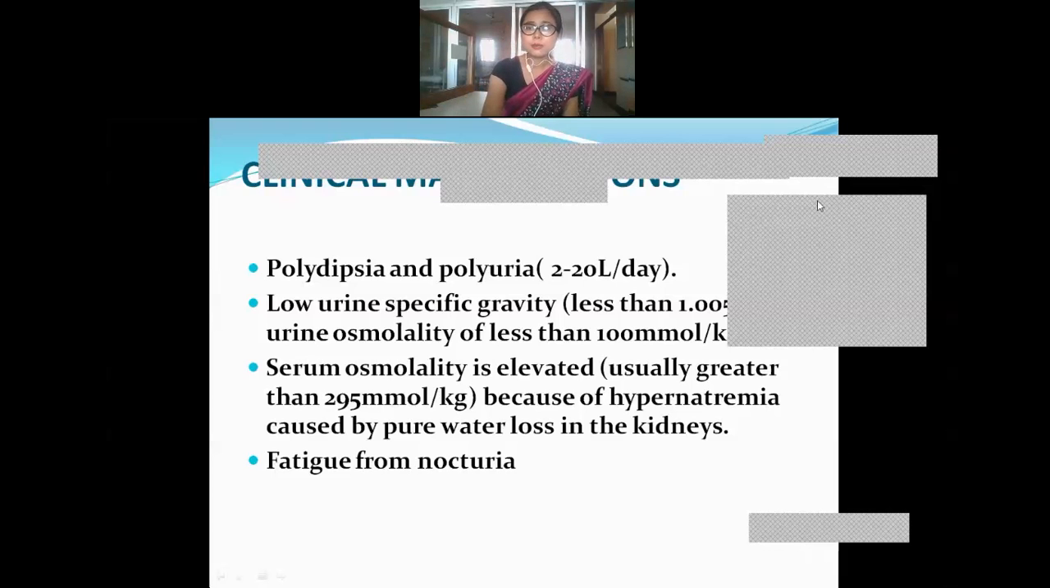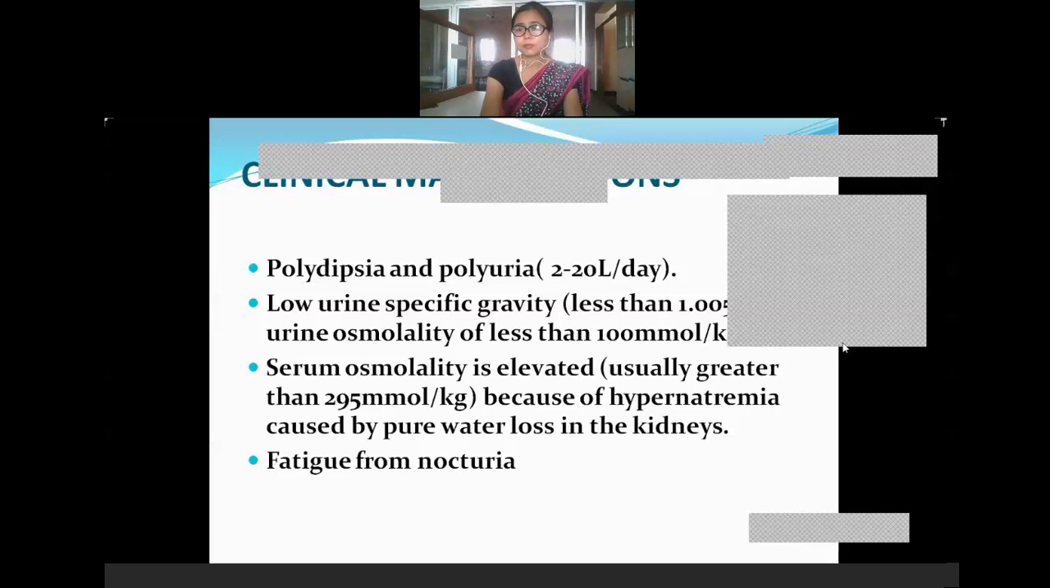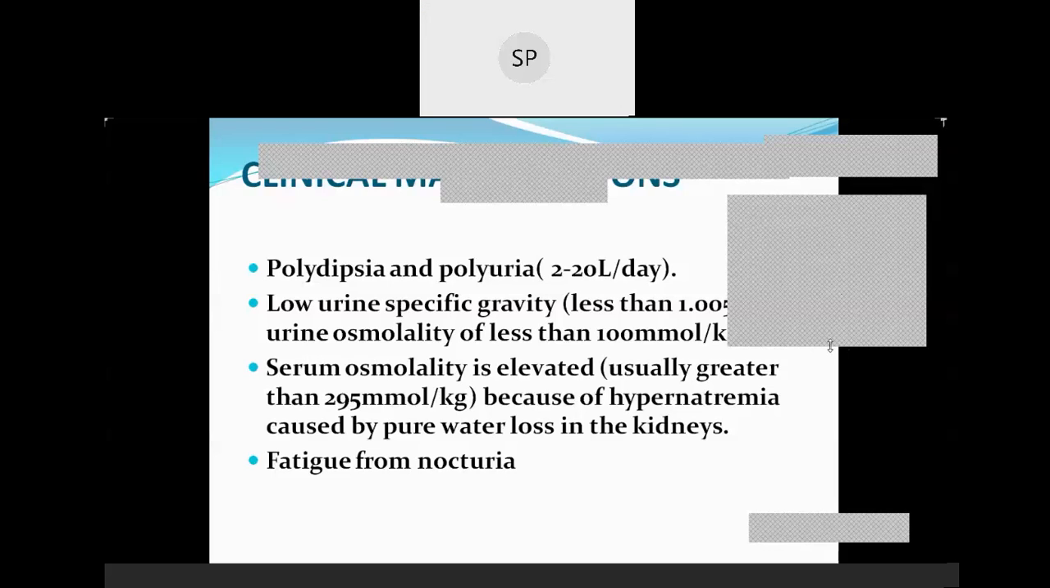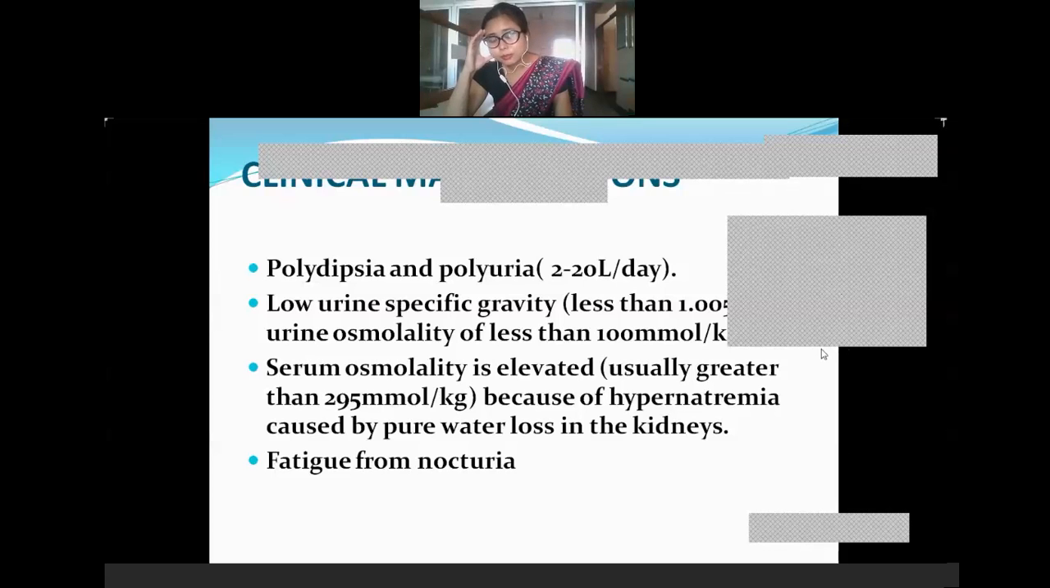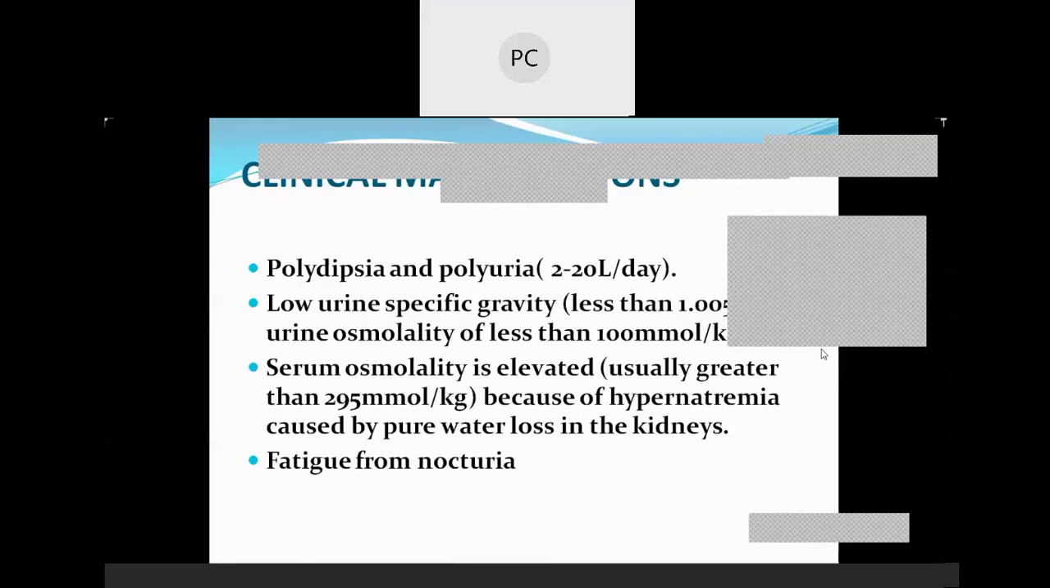Anyone, you tell me the meaning of nocturia. When a patient has to urinate frequently. Anyone who else knows this, nocturia? Ma'am, frequent urinating during the night time. Okay, so now you are right.